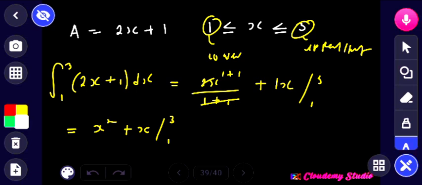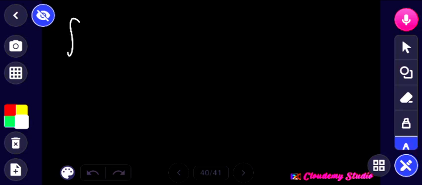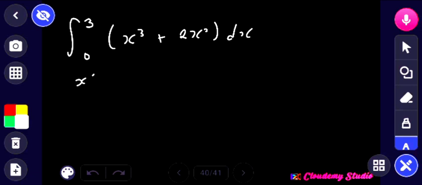You understand? So let us take another example. This is just an insight on how to solve definite integral. Let us say we have a question like: integrate with upper limit 3, lower limit 0, of x to the power 3 plus 2x to the power 2 dx. How do we do that? We are going to integrate first. If you integrate this one, we're going to have x to the power 4 divided by 4. If you integrate this, you are going to have 2x to the power 3 divided by 3, upper limit 3, lower limit 0.